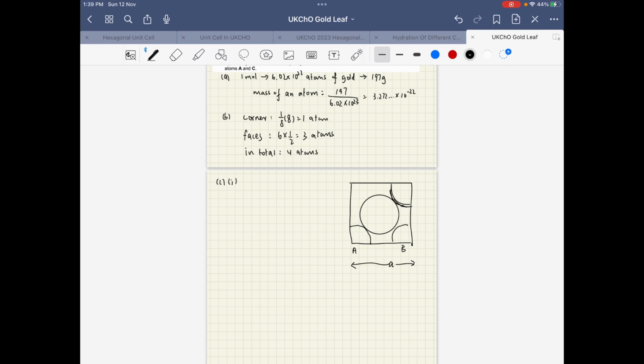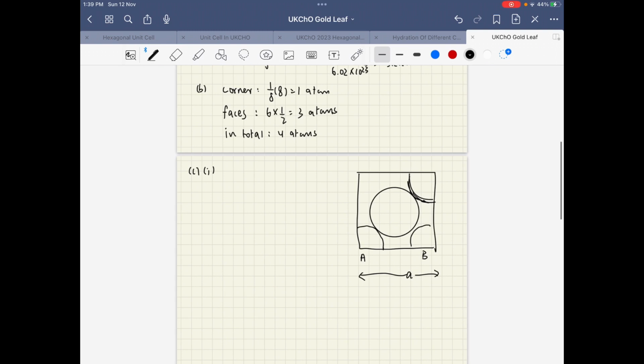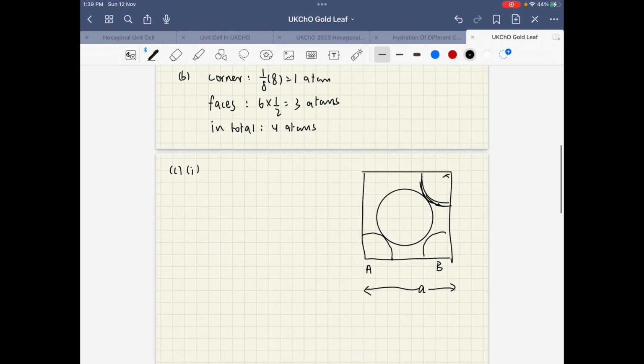So if you watch my previous video on face-centered cubic unit cells, you'll be able to know how to calculate, but I'll just repeat my calculations here. Because all these atoms are gold atoms, I can call it R. So I can call R the radius of this gold atom. So this is 2R, and this is R again. So using Pythagoras theorem, these are right angle triangles.